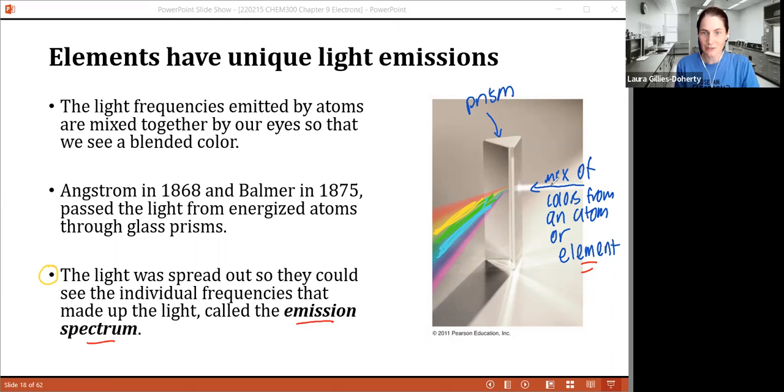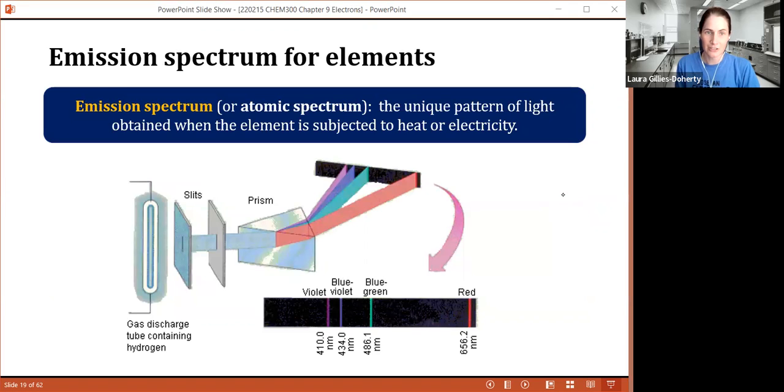And they took that light that was being emitted, they put it through a prism, and they noticed that individual elements have these unique bands of light that they're emitting. So this is what we call an emission or atomic spectrum. It's the unique pattern of light obtained when an element is subjected to some heat or electricity.